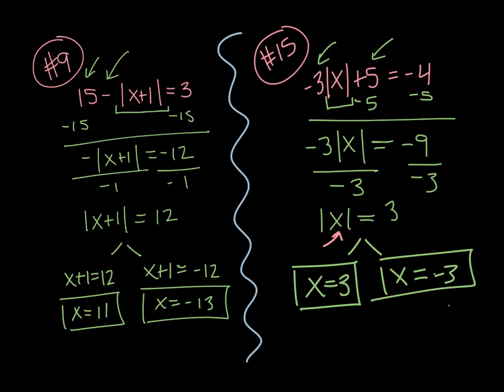So remember your steps. Isolate the absolute value to one side, split the two equations, solve for your two equations. So go ahead and try that back page, guys, and see how you make out.